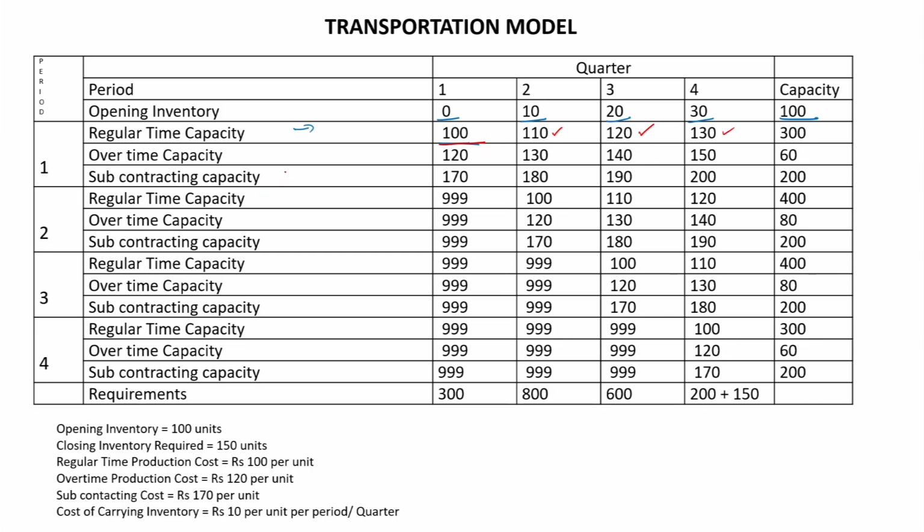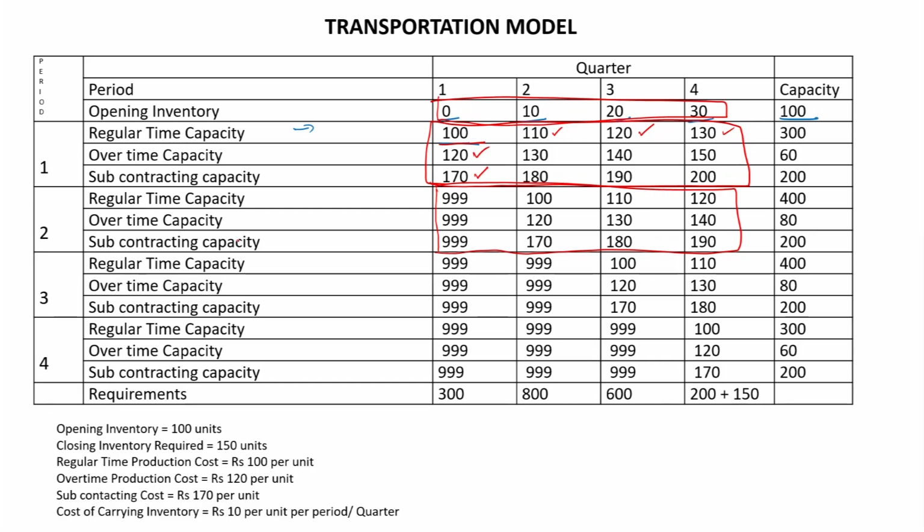In the same way, if you are using the overtime capacity, 120 rupees is the cost per unit, and with subcontracting 170 rupees is the cost per unit, and 10 rupees is added for each quarter of carrying. So, we are able to develop this for quarter 1, and this was related to inventory. Now, this is quarter 2.